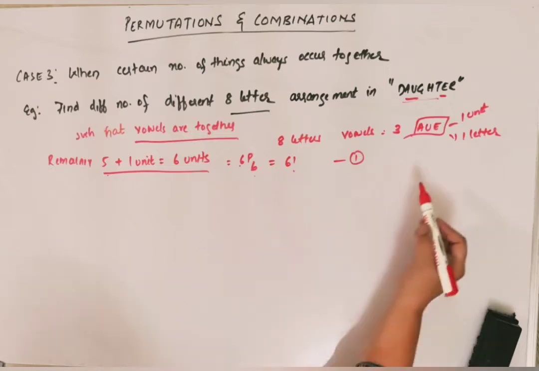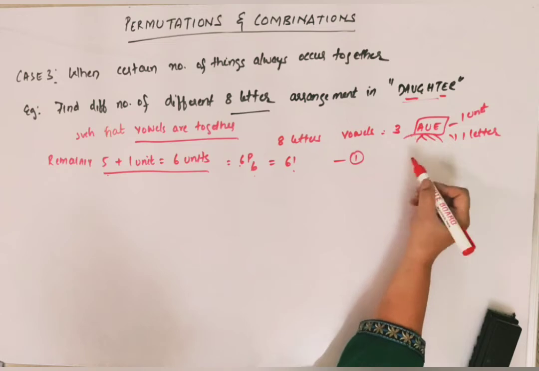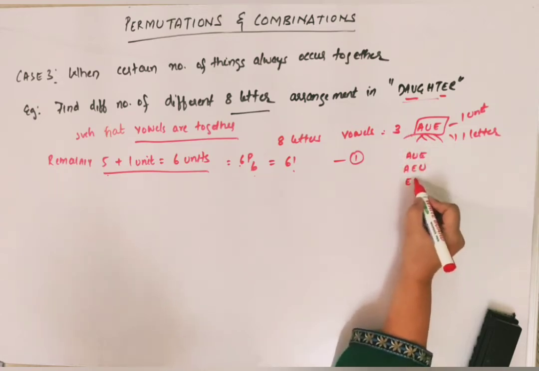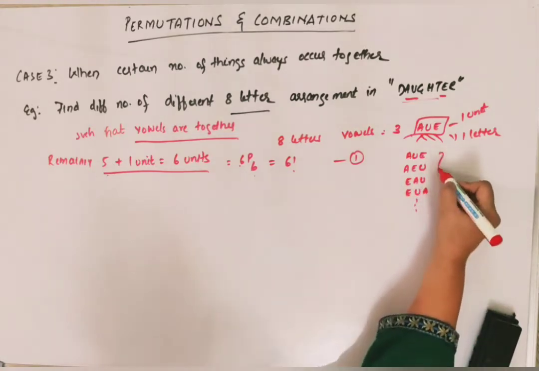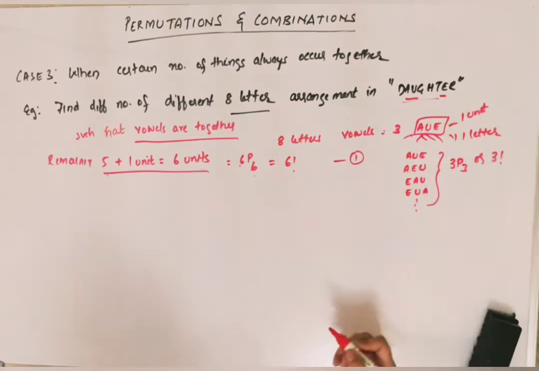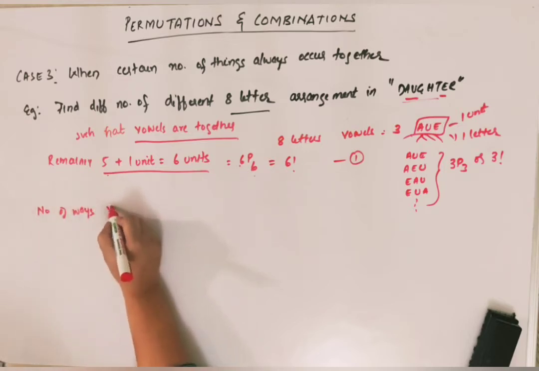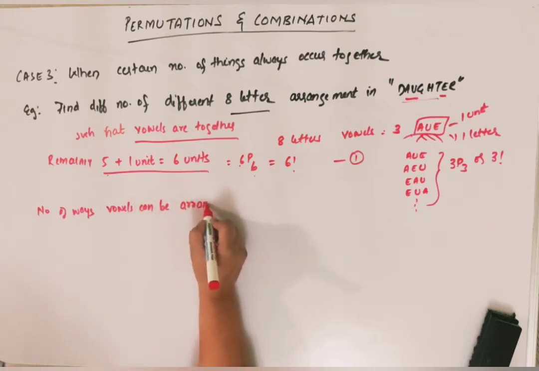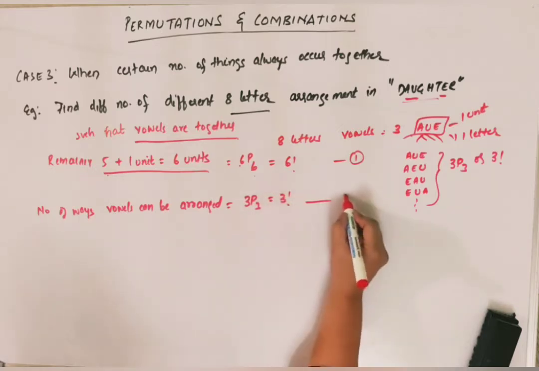Let's go to step 2. This AUE, it's one unit, but within this unit, you can arrange in different ways. You can have AUE, AEU, EAU, EUA, and so on and so forth. So how many combinations do we have? We'll have 3p3 or 3 factorial. So the number of ways vowels can be arranged is 3p3 or 3 factorial. This is our step 2.